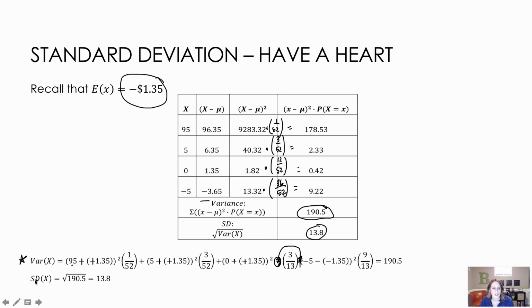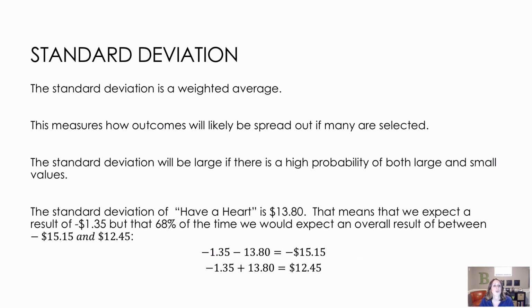I could have written the little standard deviation sign there, but in general, I'm just going to write standard deviation of x. So just a few things about standard deviation. Again, it's just a weighted average. It gives us an idea about how spread out our values are going to be from the center, which of course is our expected value. So in our have a heart game, our center was negative $1.35, meaning that you would lose $1.35 to me every single time you played. The standard deviation was 13.80, which means, using the estimate of the empirical rule, that 68% of the time it would be within one standard deviation on each side. And so that would give me that 68% of the time it would be between those two values.